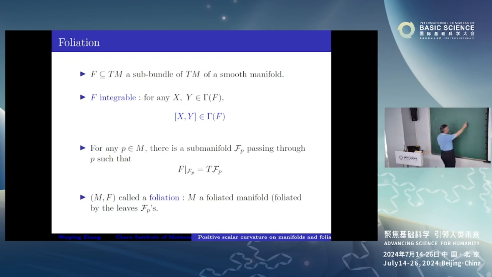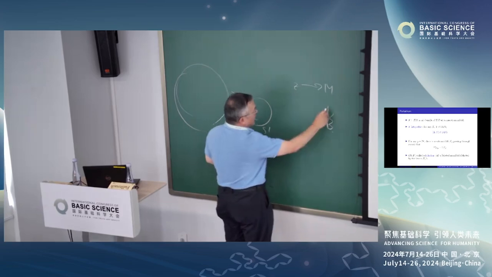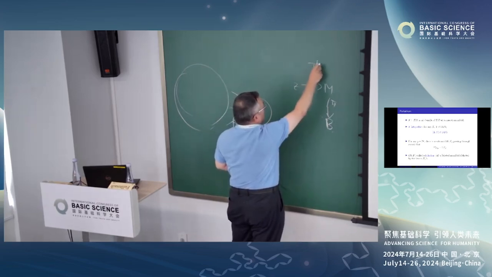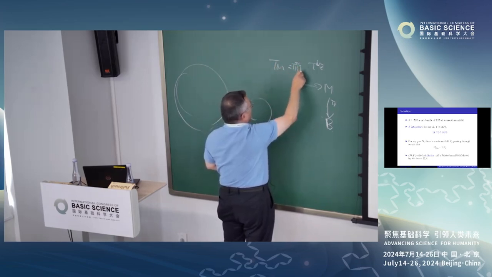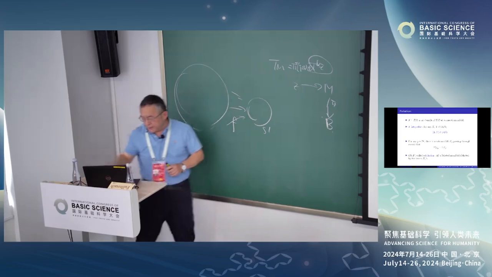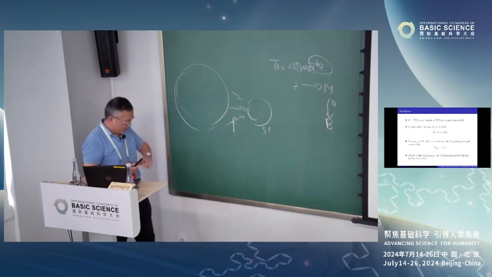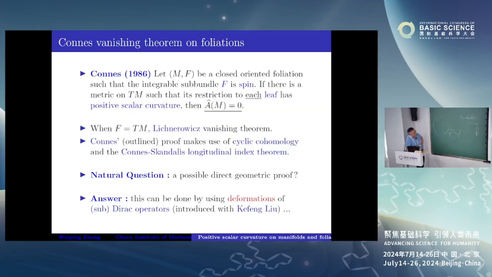It is the fibration case. So if you have a fibration π, then the tangent bundle TM would be π*TB, the horizontal lift, plus the vertical bundle. This is tautologically integrable. The foliation is a far-reaching generalization of the fibration case. And Connes proved a generalization of this famous Lichnerowicz theorem we recalled at the very beginning of this talk. He proved a generalization of the Lichnerowicz theorem to foliations.